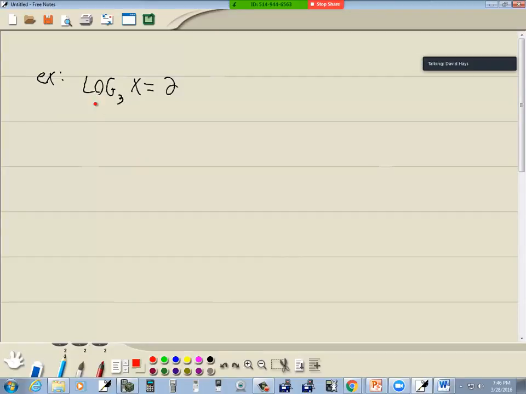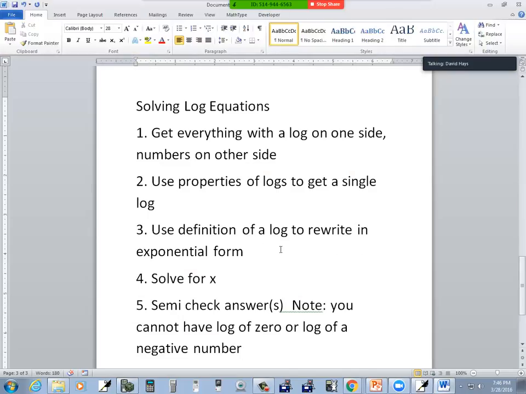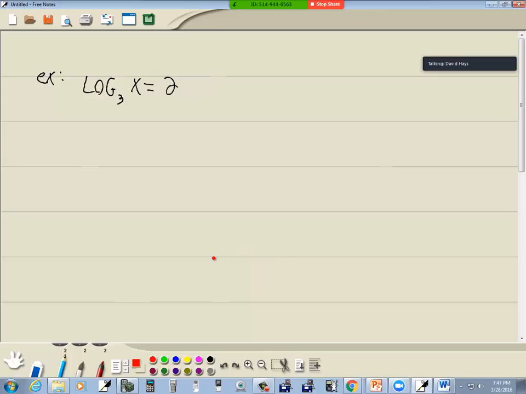We have a single log, and that's the hardest type you'll run across in the material, where you've got a single log like this. Although there may be problems in the textbook that I didn't look at. But if you do have any questions, you can definitely put a post out in the discussion or email me. Step 3, use the definition of log to rewrite in exponential form.